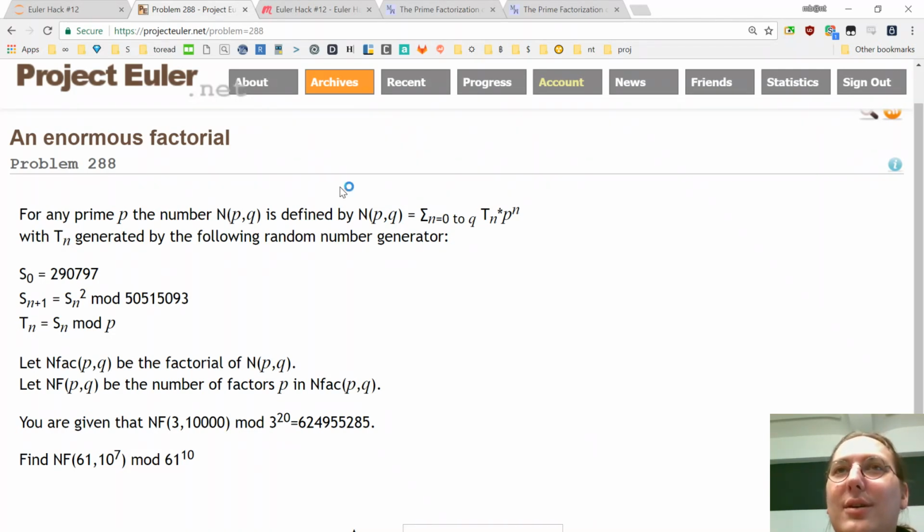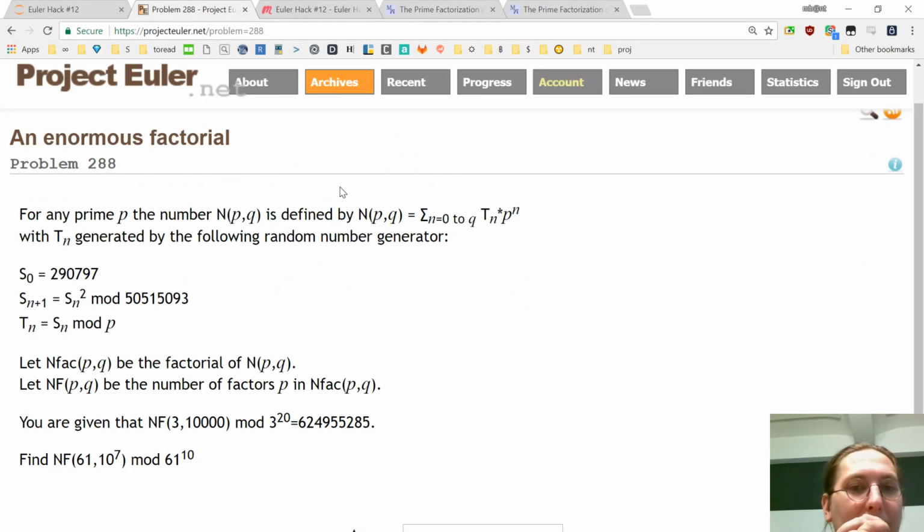You can program it, of course, if you understand it. I don't think this is solvable. Q is 10 to the 7th. Yeah, that's 10 million. That's maybe a bit much to let the computer run. Do you know what it means, find NF of that? The NF is the number of factors P. What is the number of factors P?